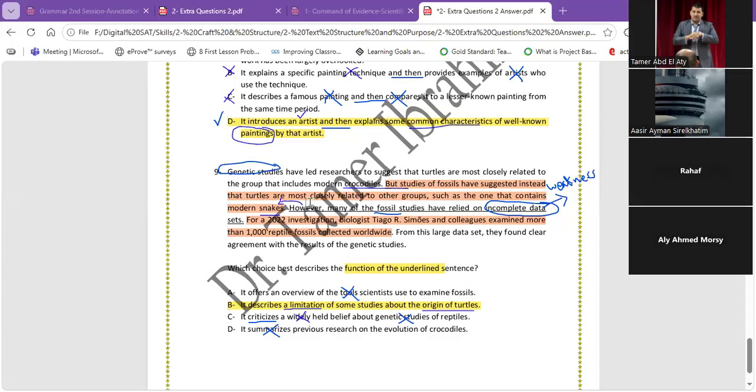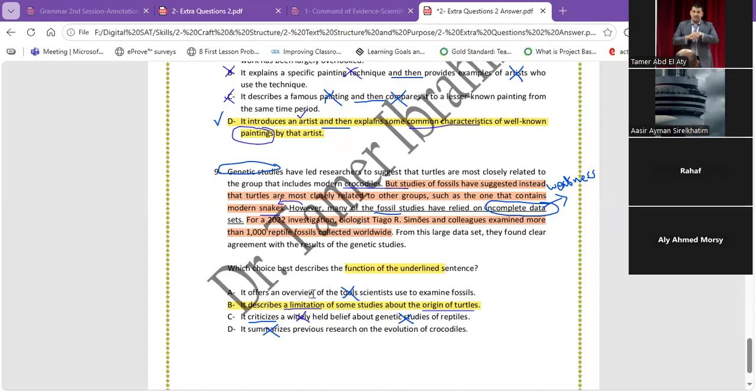Another contradiction. And then the main part. However, many of the fossils studies have relied on incomplete data sets. So there is a problem. I can't depend on the claim that they are related to modern snakes because they depend on incomplete data. For a 2022 investigation, biologist Tiago R. Simons and colleagues examined more than 1,000 reptile fossils collected worldwide. Okay, let's find the underlined part.